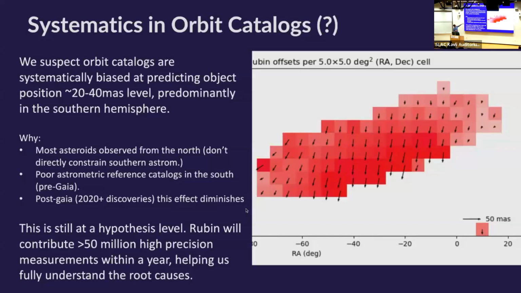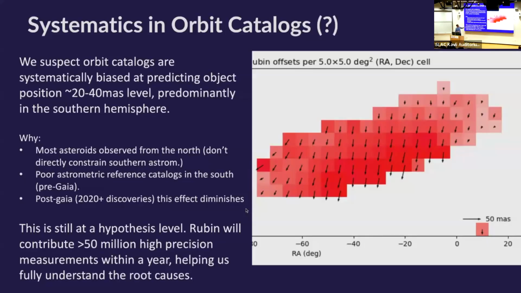The hypothesis is that, first of all, most asteroids are observed from the north, and that doesn't strongly constrain the southern astrometry. It can wobble a bit. And poor astrometric reference catalogs were fairly common in the south before Gaia. When we look at where these offsets are most pronounced, they're most pronounced in asteroids discovered in the 2000s and 2010s. And that was before we all adopted Gaia as the reference standard.